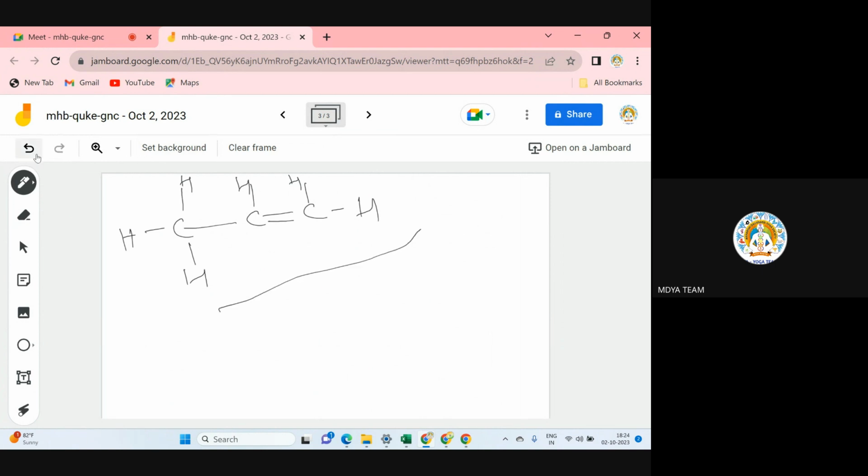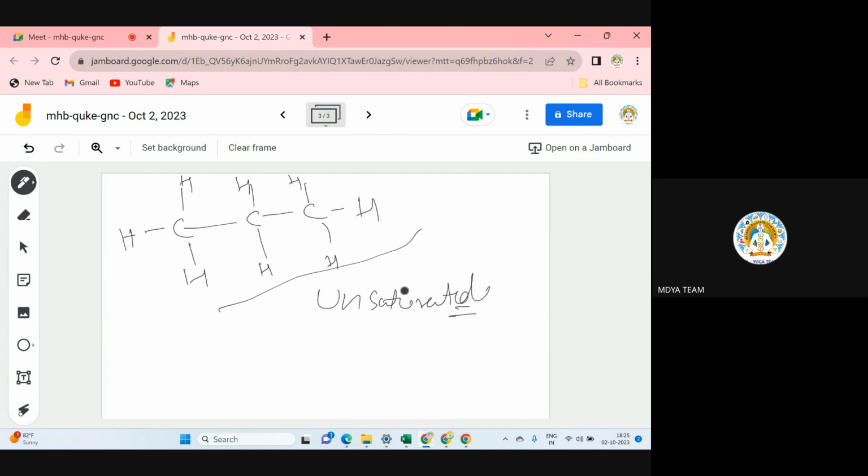But in this molecule, if we replace this double bond with hydrogen, we can't add more hydrogen because all the bonds are filled with hydrogen. So in this molecule, no other hydrogen can be added. So we call this a saturated molecule.